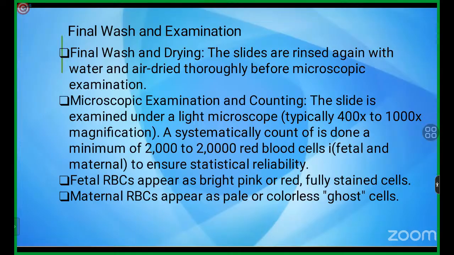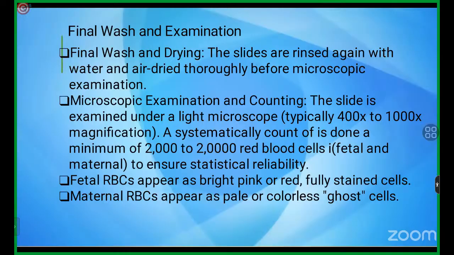Then after that, you examine under the microscope. You have to examine under 400 power, that's power 40, and then power 100, which is oil immersion, and then systematically count 2,000 cells. And these 2,000 cells have to include fetal cells and also maternal cells.